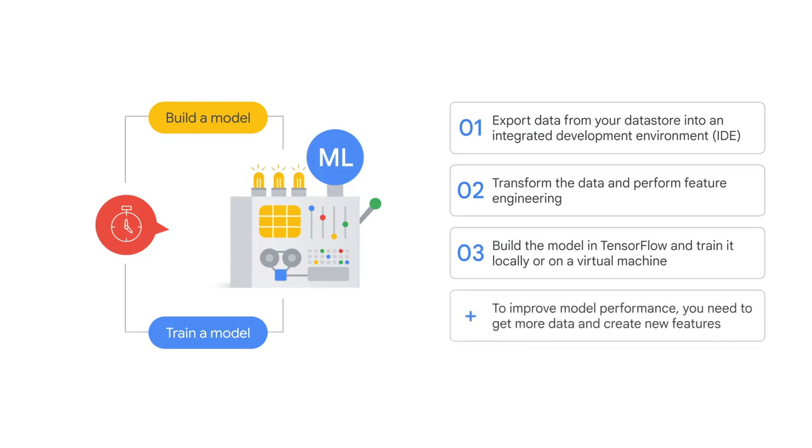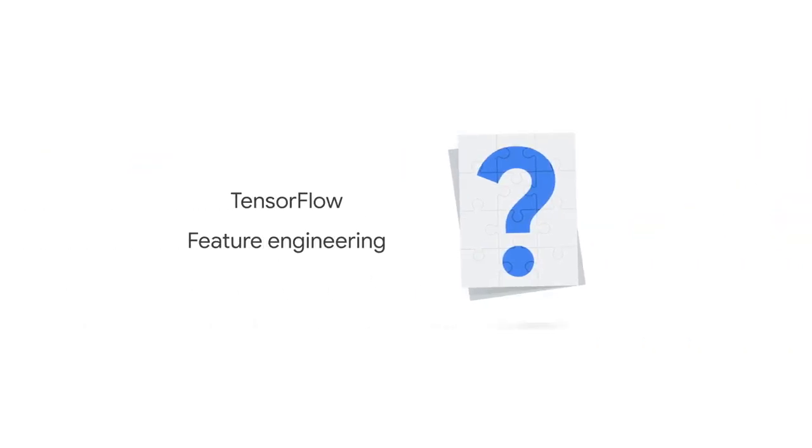To improve the model performance, you also need to go back and forth to get more data and create new features. This process will need to be repeated, but it's so time-intensive that you'll probably stop after a few iterations. Also, we just mentioned TensorFlow and feature engineering. In the past, if you weren't familiar with these technologies, ML was left to the data scientists on your team. It was not available to you.